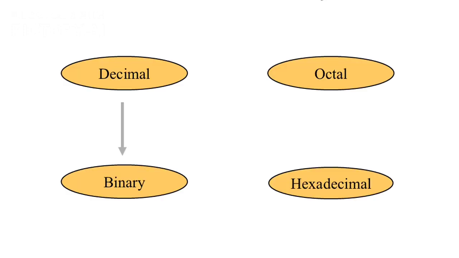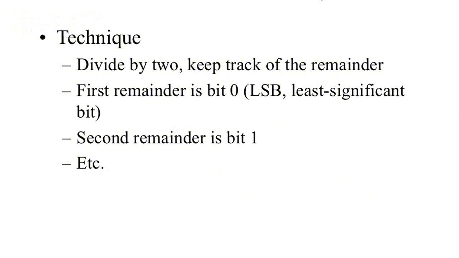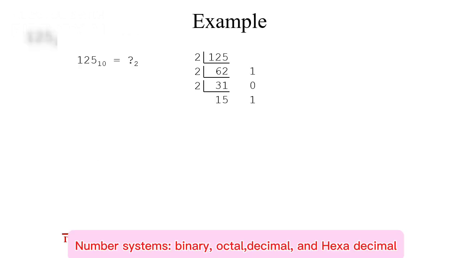Finally, let's see how to convert a decimal number into a binary number. The technique involves dividing the number by 2 and keeping track of the remainders to form the binary equivalent. Let's start with an example of converting a decimal number to binary.